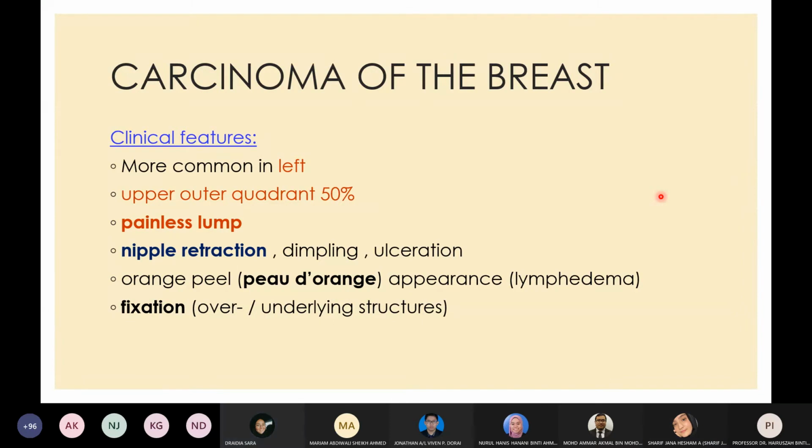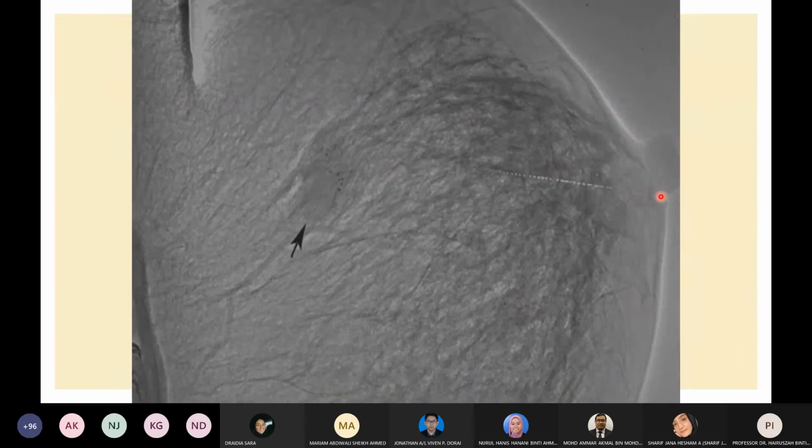Anyway, the name arises because it really looks like orange skin. You know the orange that we eat, it looks like that, almost exactly. Sometimes the patient presents with skin changes because it's stuck to the underlying structures. And of course, if they do an ultrasound or radiologic examination, a mammogram, calcification is a big clue. Usually it's there, presenting as a calcification.